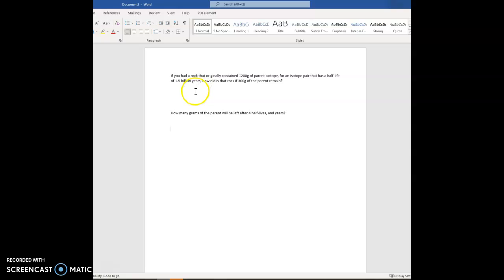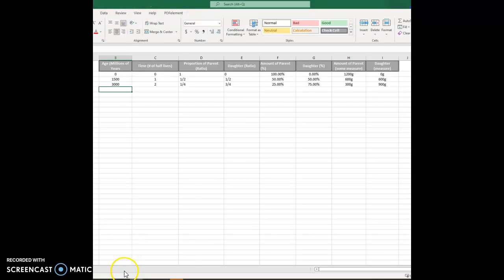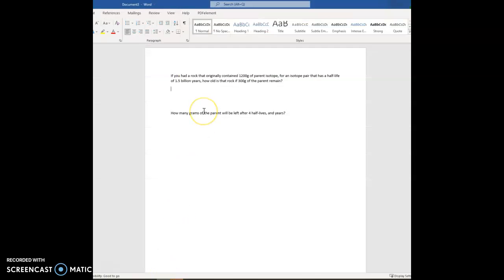So our first question here: how old is the rock? There's 300 grams remaining. So 300 grams remaining will be 3 billion years, or 2 half-lives of the isotope. So then the bonus question: how many grams of the parent will be left after 4 half-lives, in years?